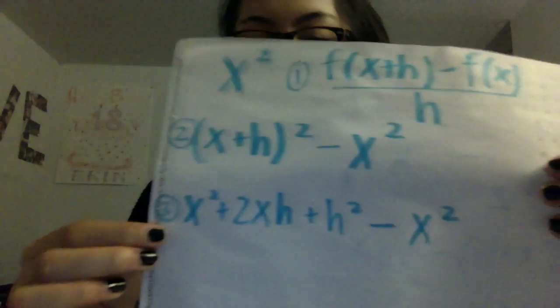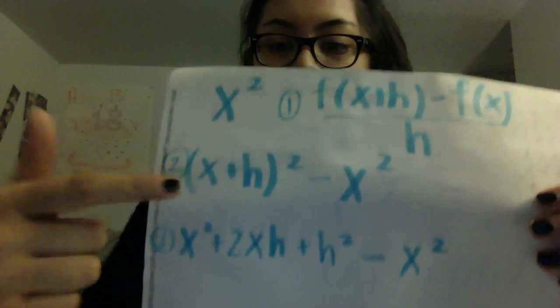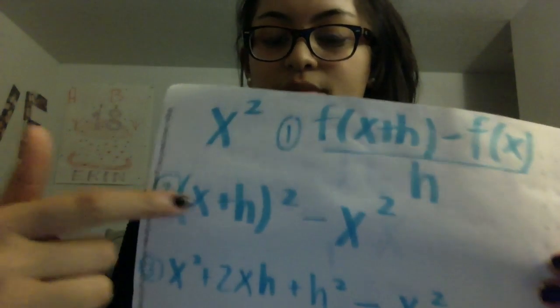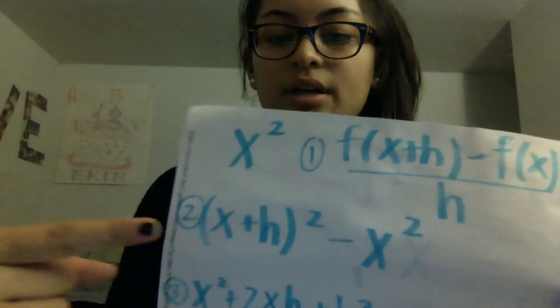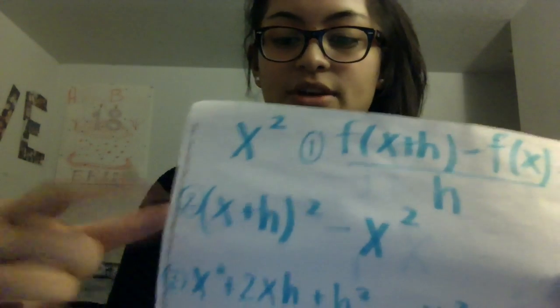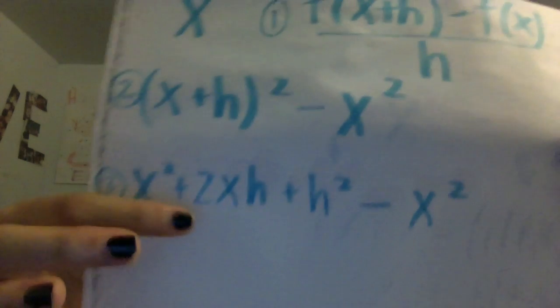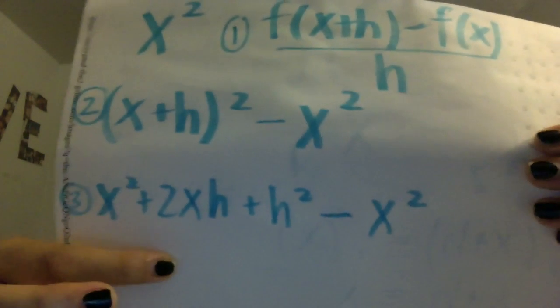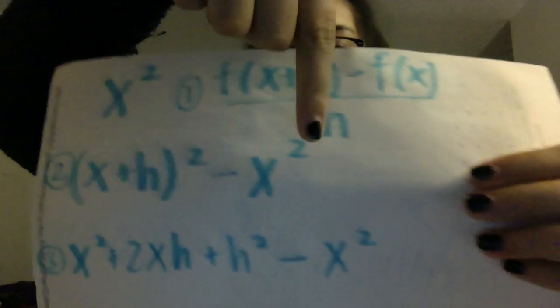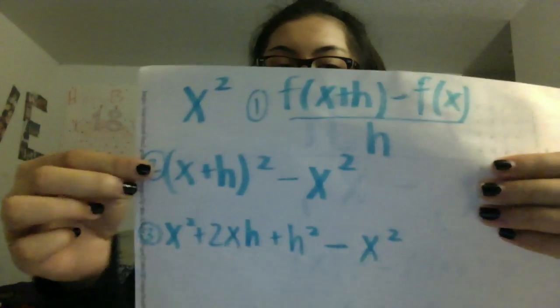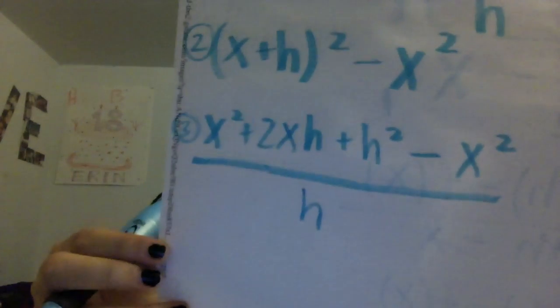Your third step is to expand this guy out. So you basically use the distribution process and you square x plus h. So you get x squared plus 2xh plus h squared minus x squared because you already had an x squared, right. And you're not going to want to forget to put the h on the bottom. So let's draw that right now. All over h. See that?